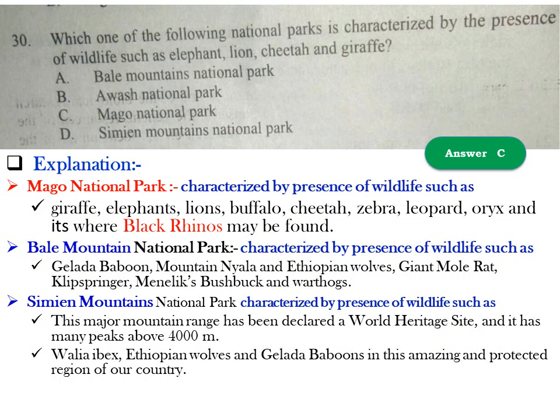Let us see the explanation. Mago National Park is known for wildlife like giraffe, lions, elephant, buffalo, cheetah, zebra, leopard, and ox, whereas black rhinos may also be found.